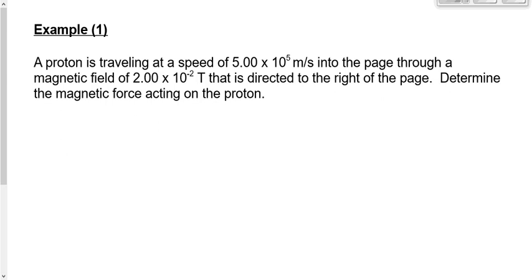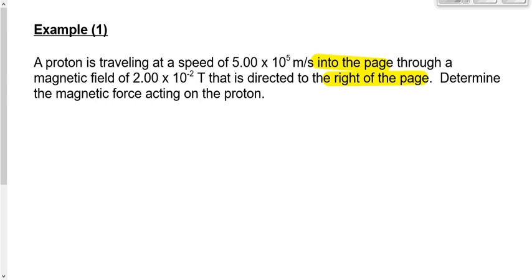Example number 1 says a proton is traveling at a speed of 5 times 10 to the 5 into the page through a magnetic field that's to the right of the page. Hey, are those into the page, to the right of the page, are they perpendicular? Yes, they are. So the equation that we learned, the hand rule that we learned, they're valid, right? You're kind of hoping that they're going to be parallel, because then the force is 0 and we don't have to do anything. But if they're not parallel, at least it's second best here. They're perpendicular, and what we learned about works here.